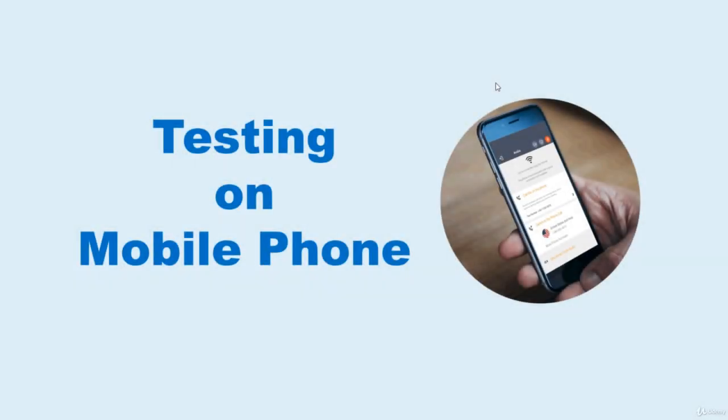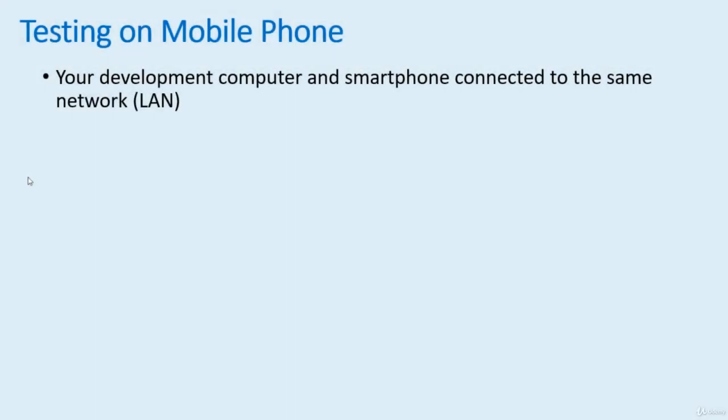In this video, I will guide you how to test the ShopMe application on your mobile phone. Firstly, ensure that your development computer and smartphone are connected to the same local area network, and you must know the IP address or hostname of your computer.